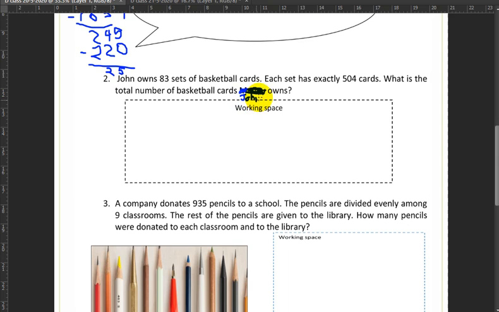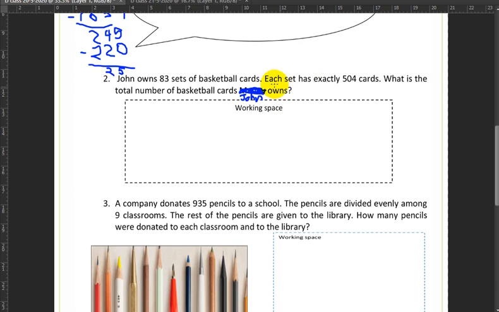Because you might have read that and thought, who's Manny? Oh, it's a mistake. It's supposed to be John. So, John owns 83 sets of basketball cards, sorry. Each set has exactly 504 cards. What is the total number of basketball cards John owns?